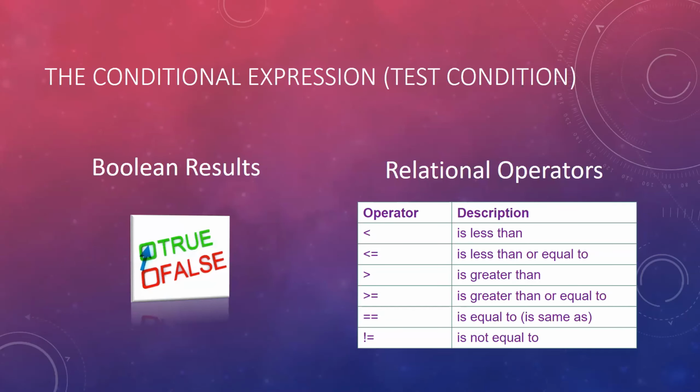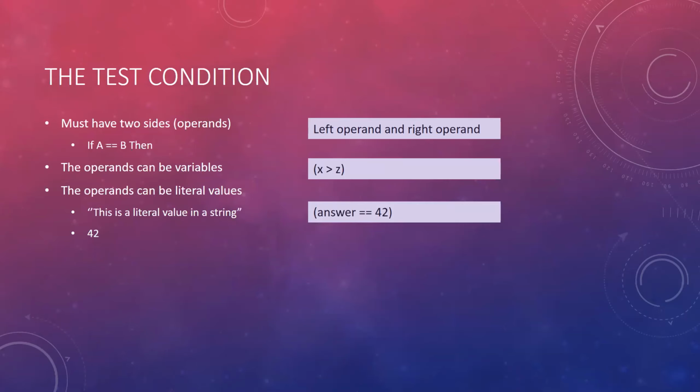Just like an if statement, our relational operators are less than or equal to, greater than or equal to, is equal to, and is not equal to. So our test condition, just like an if statement, has to have a left and right operand. We can use variables. We can use all sorts of literal values in our condition, however we want to set that up.